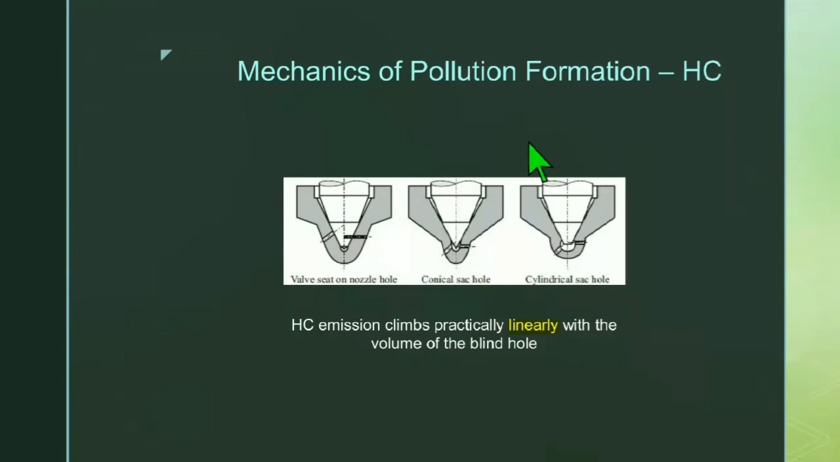Mechanics of pollution formation for hydrocarbon. This figure shows that hydrocarbon emission climbs practically linearly with the volume of the blind hole. Look at this. The first one is valve seat or nozzle hole. The next one is conical sac hole, and the last one is cylindrical sac hole.